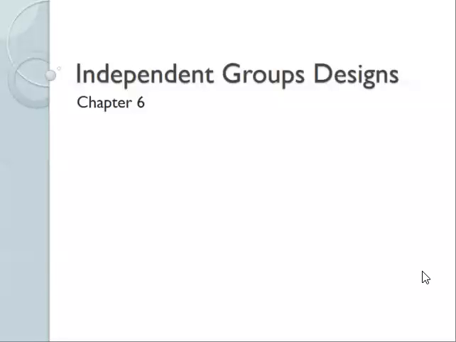Last lecture, we focused mostly on correlational design. And so this chapter, we're going to move on to talking about the experimental methods and using experiments to study causal relationships.